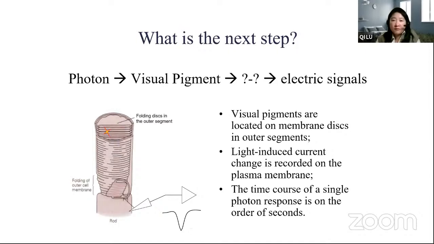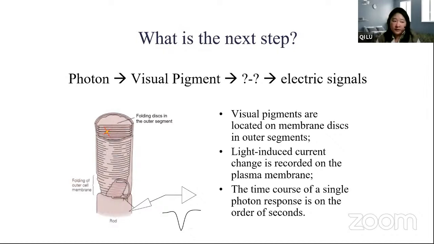Visual pigments are located on the membrane discs in the outer segment. Light-induced current change is recorded on the plasma membrane. The time course of a single photon response is on the order of seconds. Although it takes no time for the photoreceptor, or we can say for rhodopsin, to capture a photon, this signal will take seconds to start to transmit to the downstream bipolar cells.